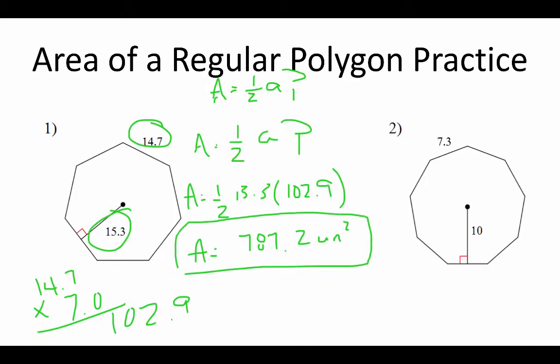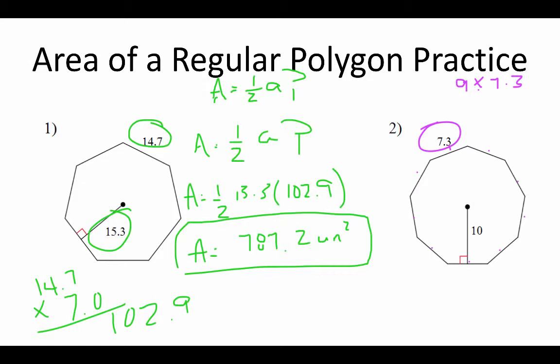That's not such a difficult type of problem. It's just memorizing the formula and knowing how to apply it. Same thing would happen over here. Here's your side length. You've got 1, 2, 3, 4, 5, 6, 7, 8, 9 sides. So we have to go 9 times 7.3 for our perimeter.